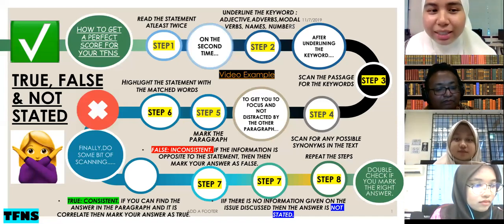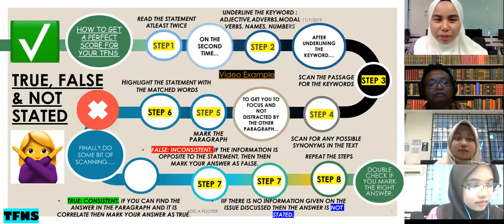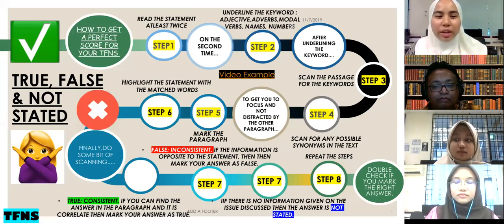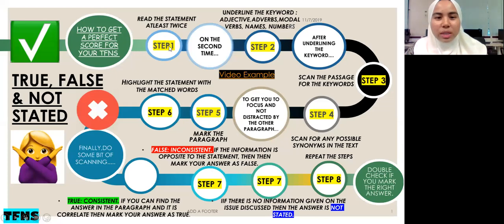So I'm going to begin again. I'm going to explain to you how you can get the perfect score for your TFNS. The first step is to always read the statement twice. This is because you have to get the idea of what the statement is all about. When you first read the statement, understand it. But on the second time, you have to underline the keyword.